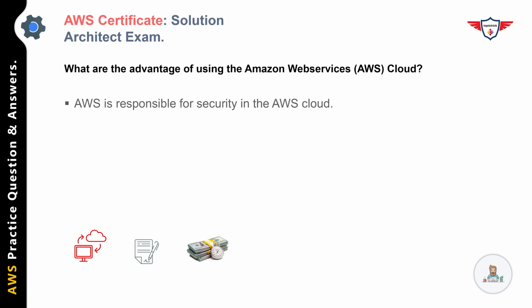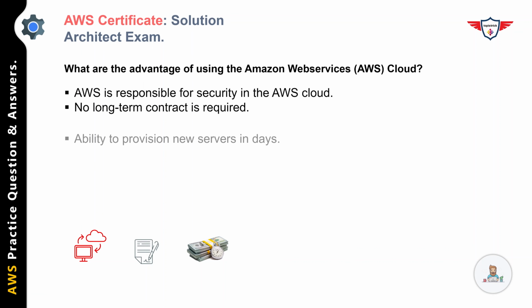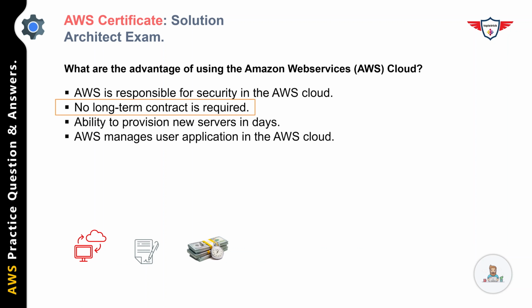Option 1 is AWS is responsible for security in the AWS cloud. Option 2, no long-term contract is required. Third one is agility to provision new servers in days. And the last option is AWS manages user application in the AWS cloud. The correct answer is that you don't need a long-term contract to use Amazon Web Services. You only pay for compute power, storage, and other resources that you use to host your application.